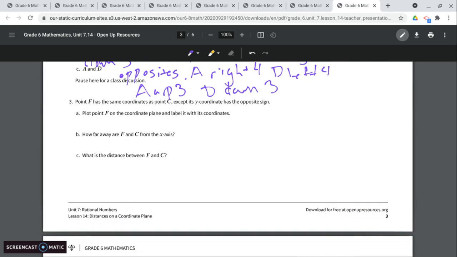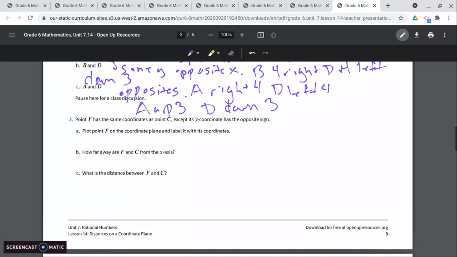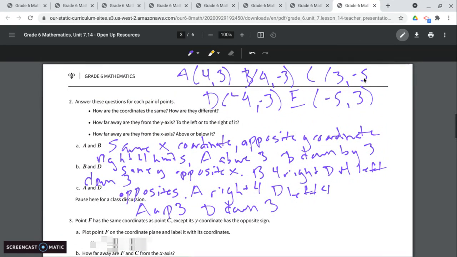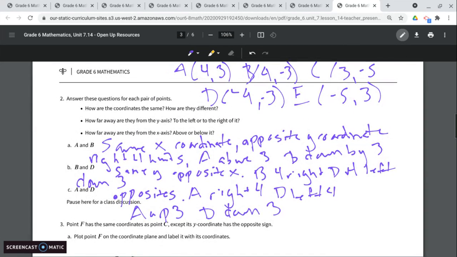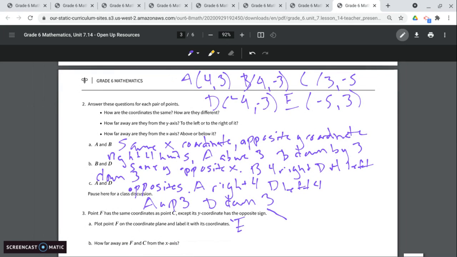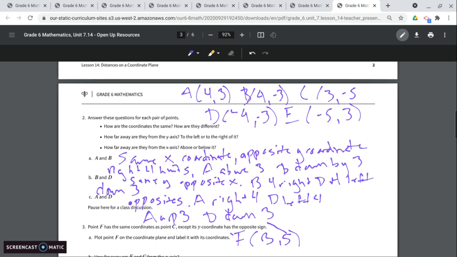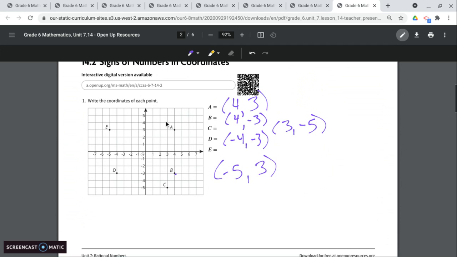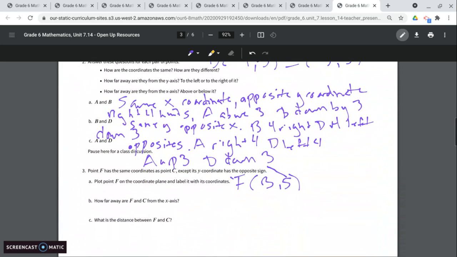All right, point F has the same coordinates as C, except its Y coordinate has the opposite sign. So C was the coordinate 3, negative 5, and it has the opposite sign, so that means F will be the point 3, 5. So let me come back up here. 3, 5 is right there. So that is F. Okay. So then how far away are C and F from the X-axis? Well, they are both 5 units. What's the distance between F and C? Well, if C is 5 below and F is 5 above, 5 plus 5 is 10 units.